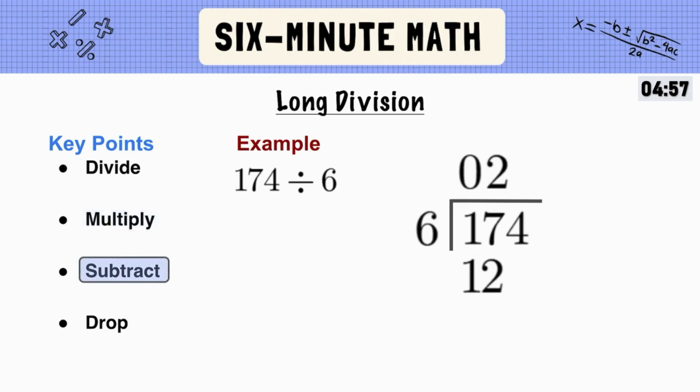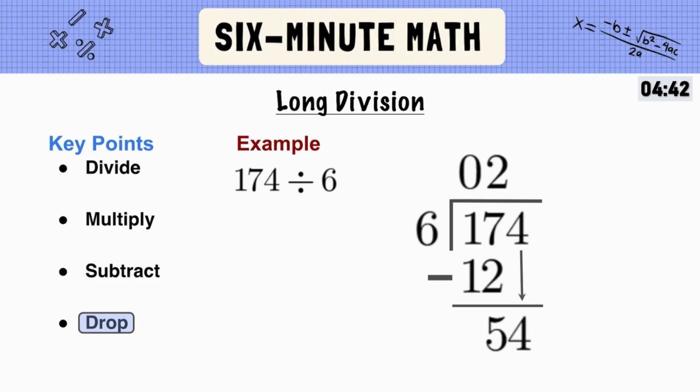Now I'm on to my subtract. 17 minus 12 is 5. And then my last step, I drop. I'm going to drop that 4 to create a 54. Now I do my long division all over again. How many times does 6 go into 54? It goes in 9 times. I am at the end of my question, so 174 divided by 6 is 29.